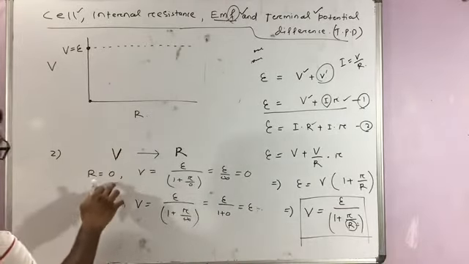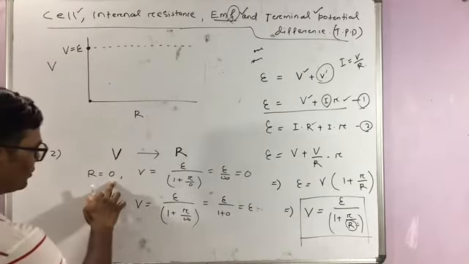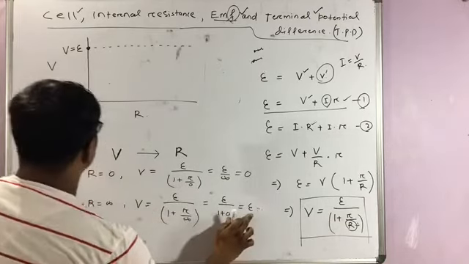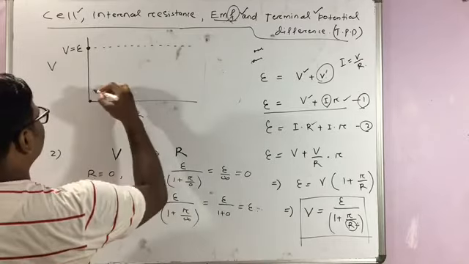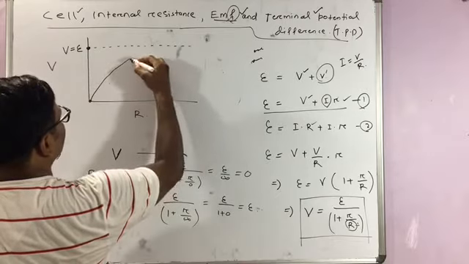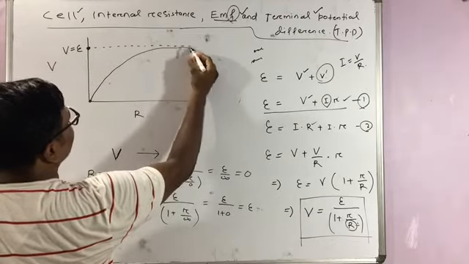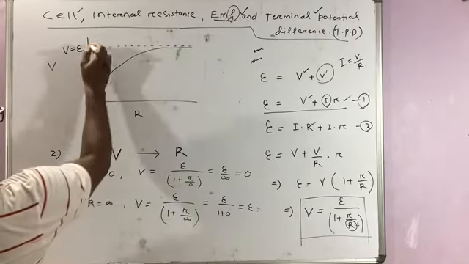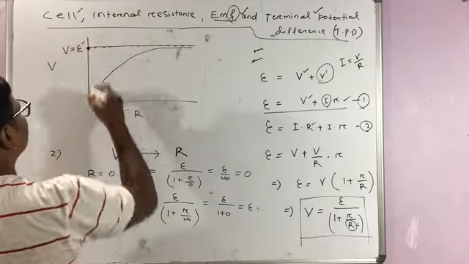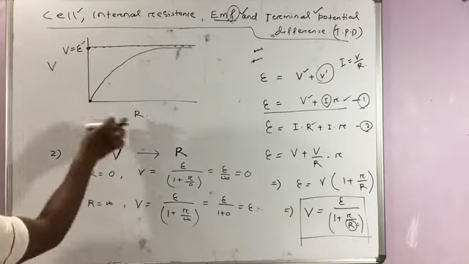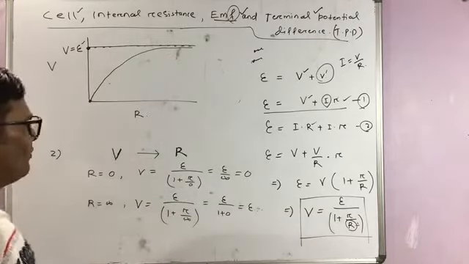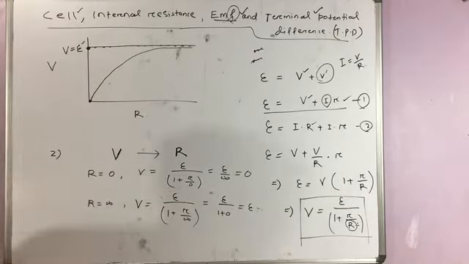As the relation is suggesting, R is equal to 0, V is equal to 0, and R is equal to infinite, V is equal to E. Means the graph will increase in this way and it will touch that graph at infinity, means it will be parallel to that line. This line, actually you can draw a line here, corresponds to your V is equal to E. So the V versus R graph will look like this. This is the shape of your V versus R graph. This can be asked in the actual exam.